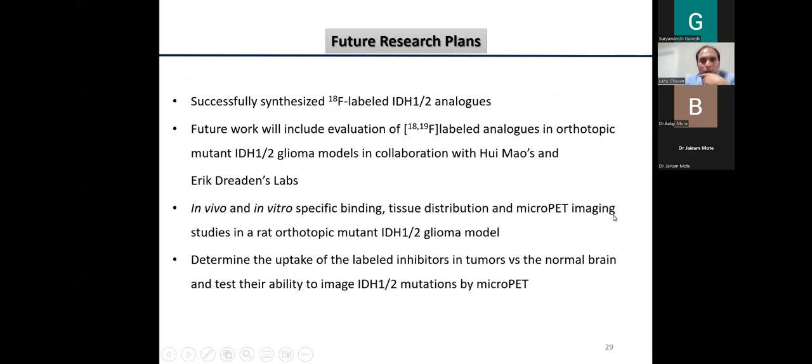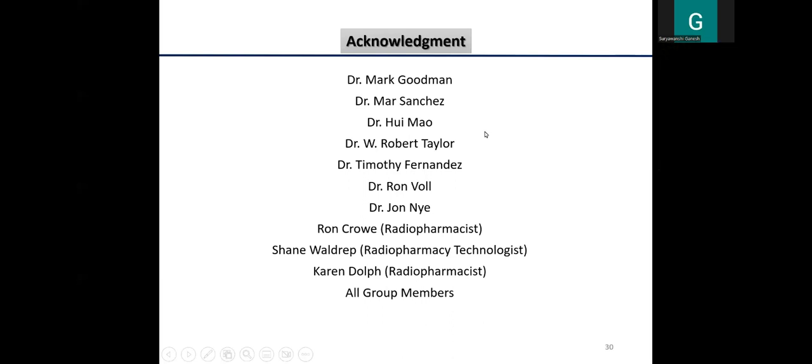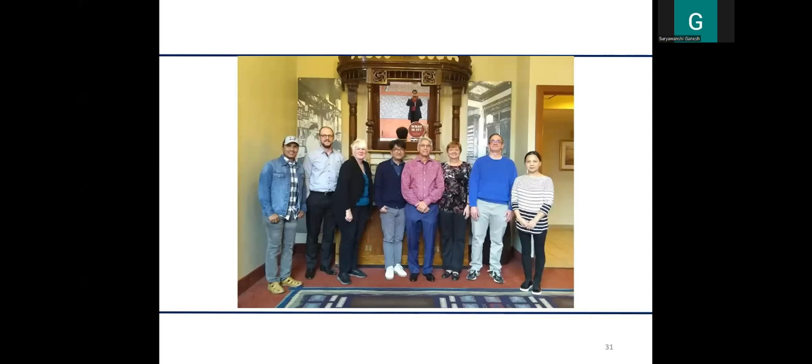So I just want to acknowledge my current PI, Dr. Mark Goodman, and my lab members, and our collaborators, Dr. Hui Mao and Robert Taylor, and all the radiopharmacists. They provide us F18 from the cyclotron.